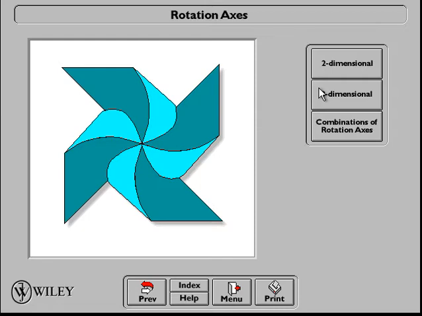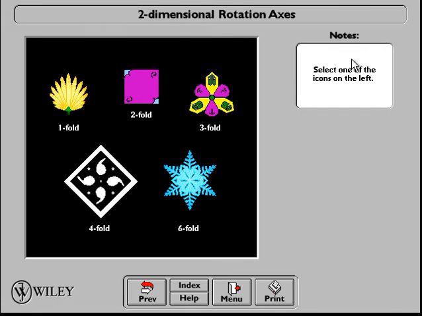Now we are going to a two-dimensional rotation axis. Here we have different objects. Here we have a marijuana plant. Here we have a square, a two-fold, that is one-fold, two-fold. Here we have a three-fold symmetry. Here a four-fold symmetry. And here we have a snow crystal or ice crystal with a six-fold symmetry.